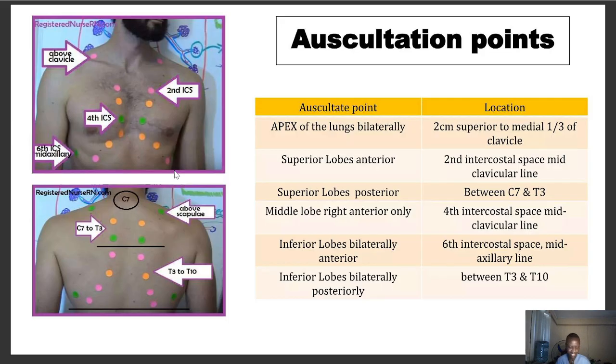Then we do bilaterally, this side and the other side. Then the inferior lobes posteriorly, that is from behind. Now we listen between T3 to T10. From T3 to T10, at this point, we'll be listening at the inferior lobes.